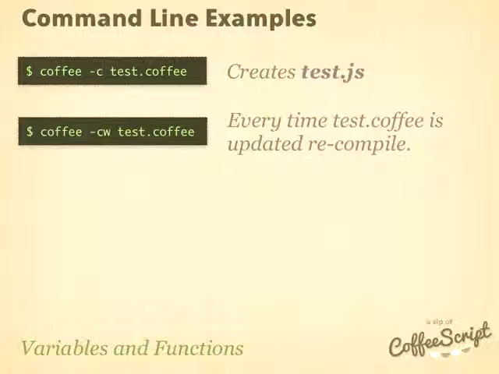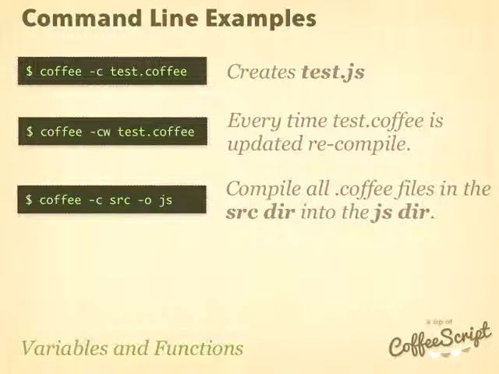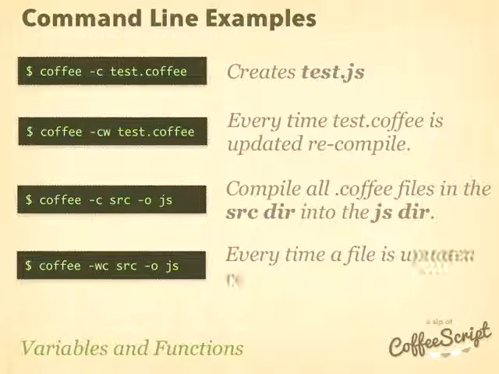If we had a bunch of files in, let's say, the source directory, we could run this command. It would look for .coffee files inside that directory. It would compile each of them into JavaScript files and output them, -o, into the JavaScript directory. Lastly, if we were doing a lot of development with this code, we could add that -w option, which would keep an eye on that source directory. Every time a single .coffee file was changed, it would compile that into a .js file in the JS directory.